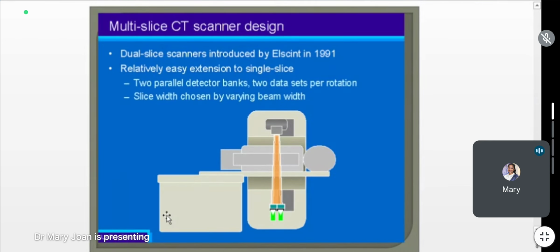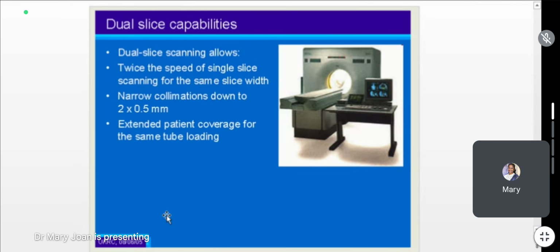We have seen the design: dual slice scanners introduced by Elscint in 1991, a relatively easy extension to single slice, two parallel detector banks, two data sets per rotation, and slice width chosen by varying beam width. And this allows twice the speed of single slice scanning for the same slice width. Narrow collimation down to 2 into 0.5 mm. We have two slices of 0.5 mm. Extended patient coverage for the same tube loading compared to the single slice.